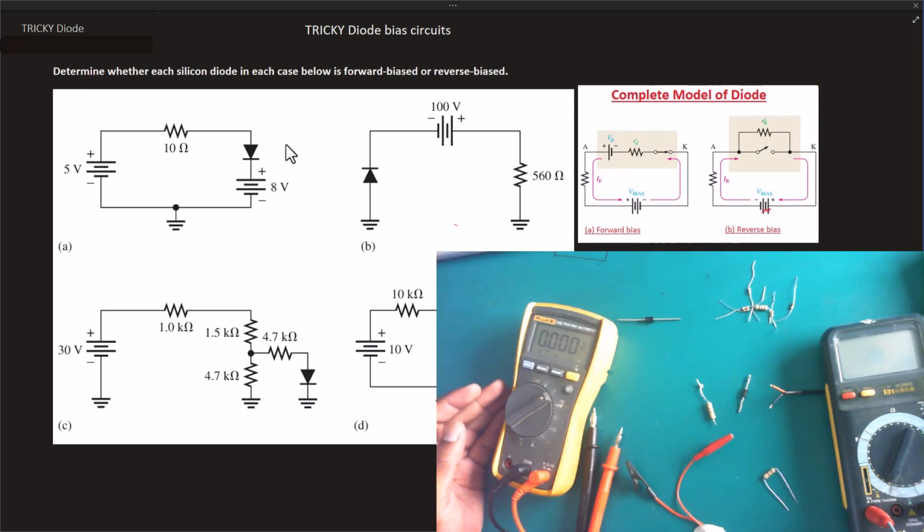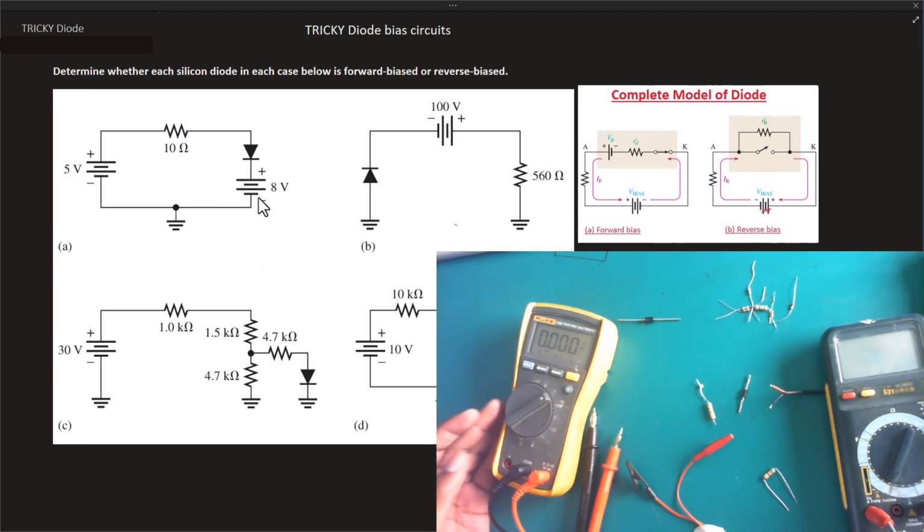So a while ago I made a tutorial on tricky diode forward and reverse bias circuits, and a few days ago I followed it up with some in-depth explanation on how each one of these circuits, as you can see here, is either forward or reverse biased. If you haven't watched that tutorial, please do a little catch up on that one.